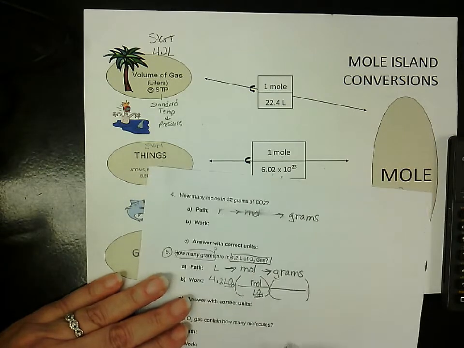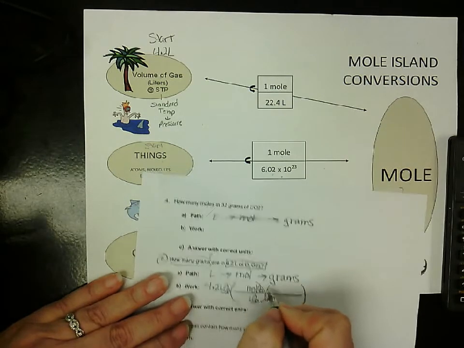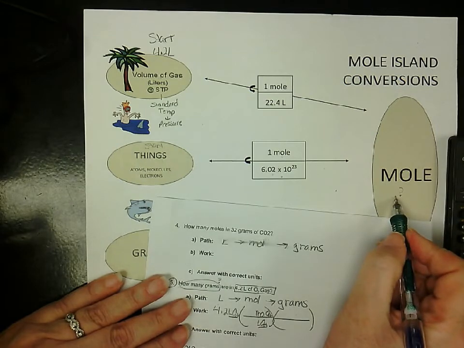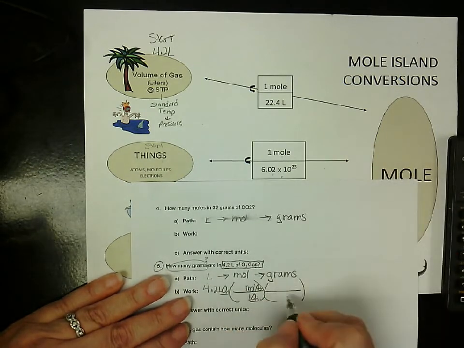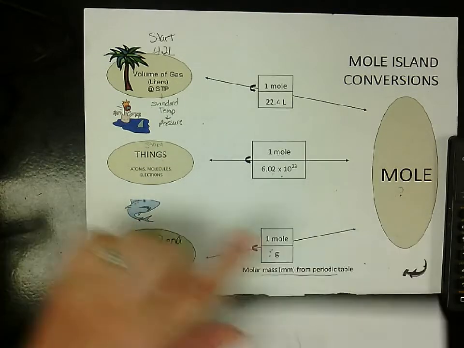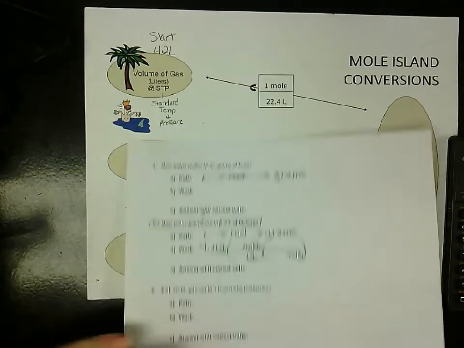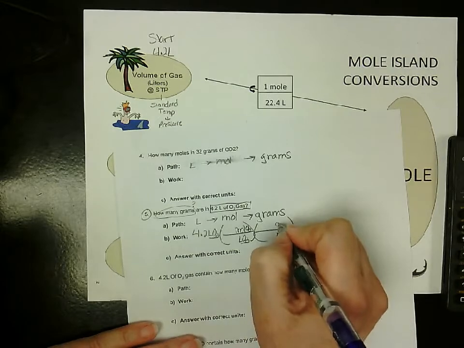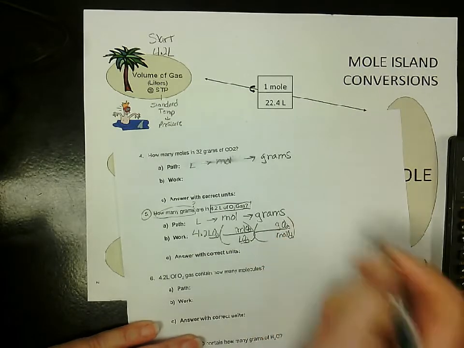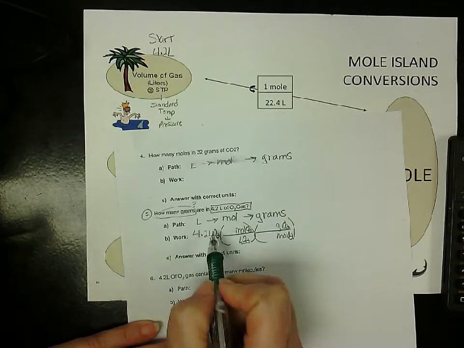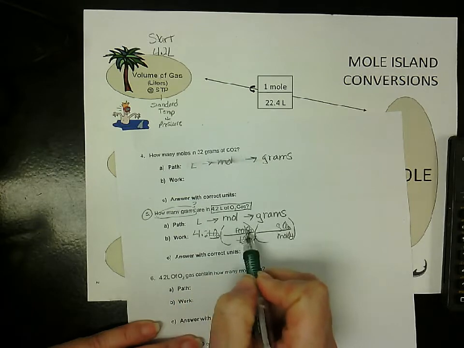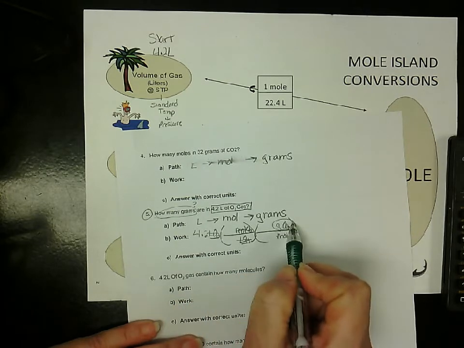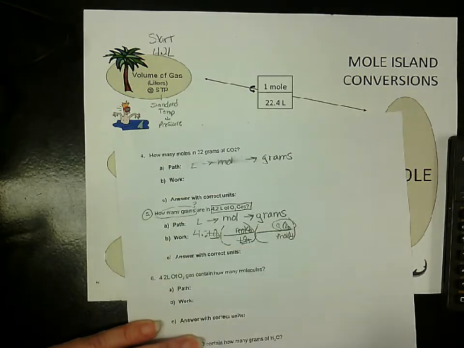Okay? And then I'm at moles. Do I want to stay on mole island? I do not. How do I get rid of it? I put it on the bottom. Moles of O2. And where am I going to? I'm ending in grams. So that's the next island I want to go to. So grams of O2 goes on top. So now I've set up my units only. Liters of oxygen cancel. Moles of oxygen cancel. I'm at grams of oxygen.